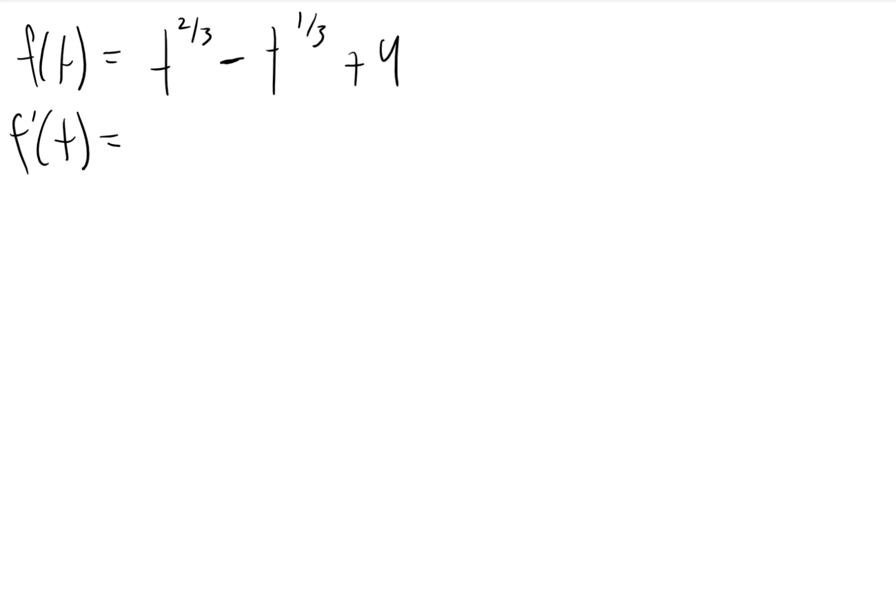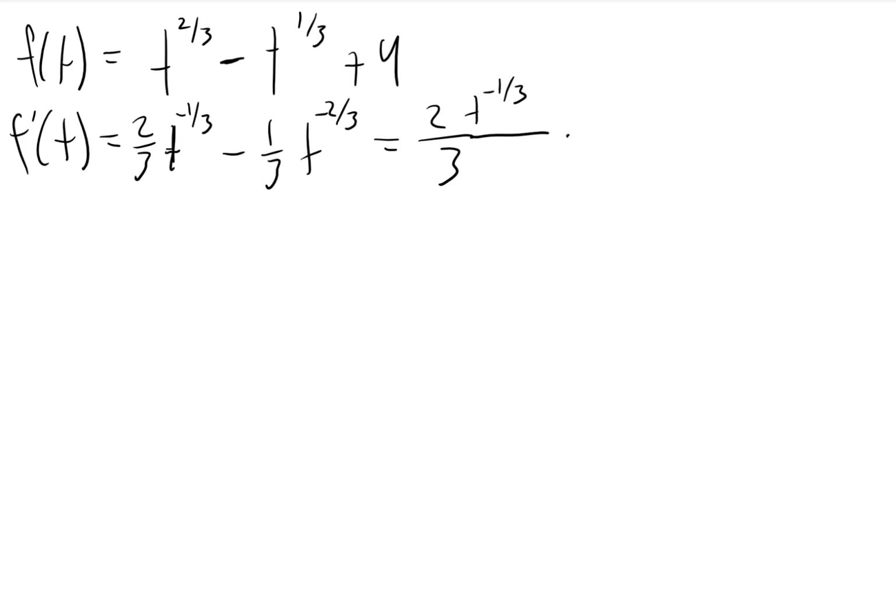So power rule here, bring the power down, lower the power by 1. Bring the power down, lower the power by 1. And the derivative of a constant is 0, so we don't need to keep up with that. Alright, so this is like 2/3 t to the negative 1/3 minus 1/3 t to the negative 2/3.